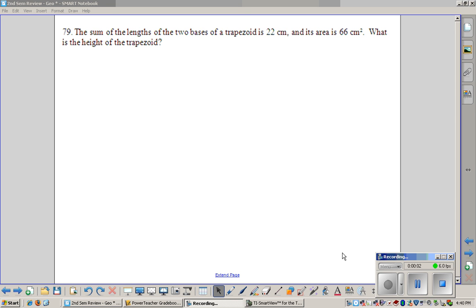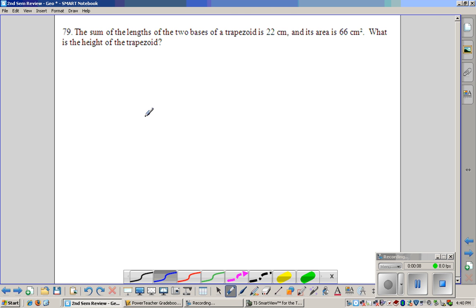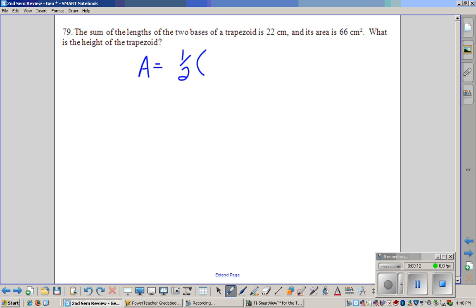All right, problem 79 talks about trapezoid area. So we're just going to immediately put up the area for a trapezoid formula, and plug in anything we know. It says the sum of the lengths of two bases is 22. So those two added up is 22.